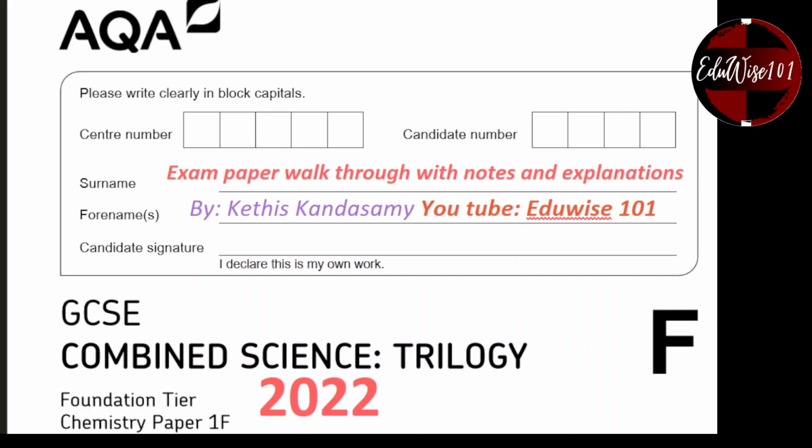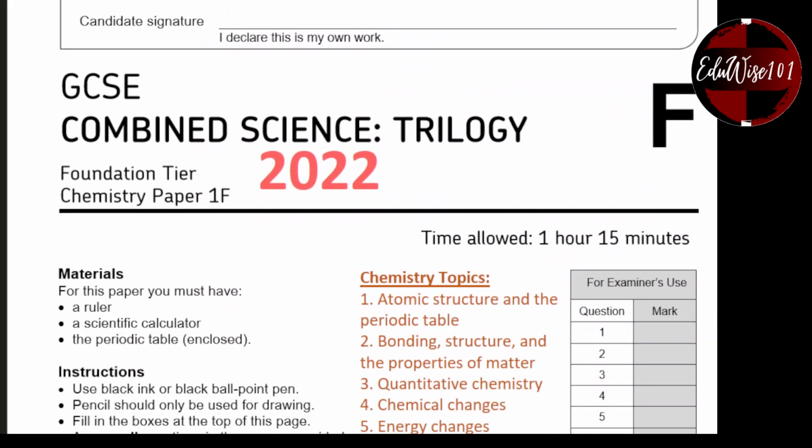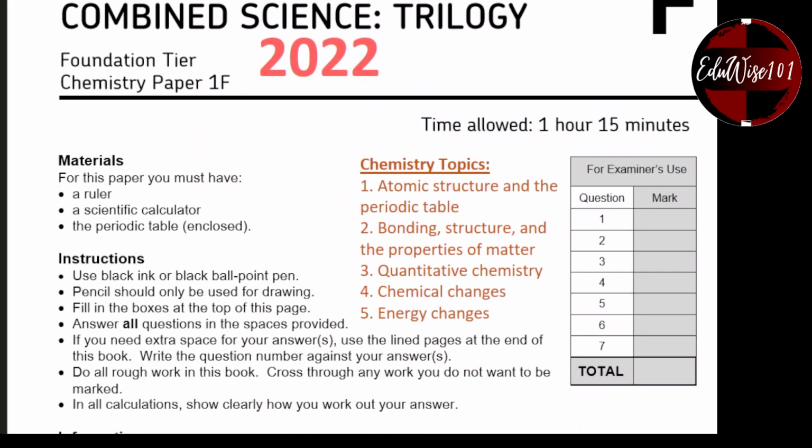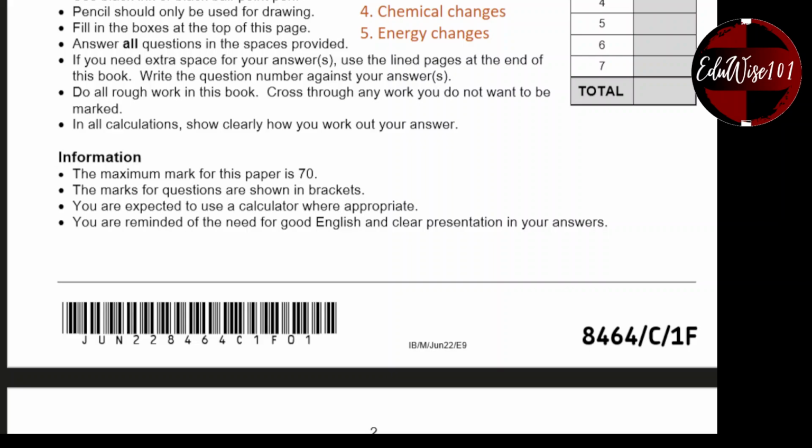In this video, I'm going to go through the AQA 2022 Chemistry Paper 1 Foundation Tier from the Combined Science. Now this paper is 1 hour 15 minutes long. It's out of 70 marks and it's got 7 questions. And Chemistry Paper 1 topics are atomic structure and the periodic table, bonding, structure and the properties of matter, quantitative chemistry, chemical changes and energy changes. So let's have a look at question number 1.